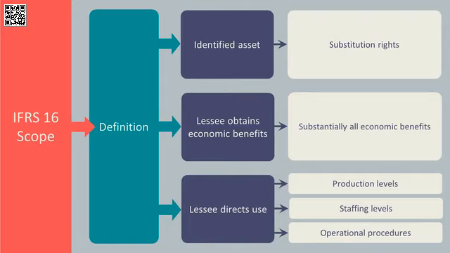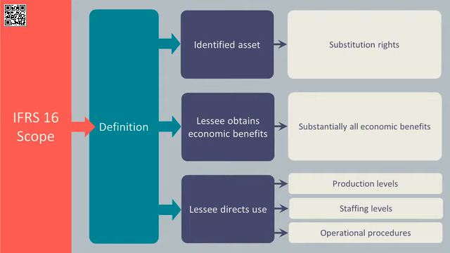Now, from an exam point of view, a good piece of news here. This is all a matter of professional judgment. There's not necessarily a right or wrong answer. So in the exam, if you are debating which assets are within scope, you must consider all the information the examiner has given to you and think about whether that information suggests that there is an identified asset, that the lessee obtains substantially all of the economic benefit, and that the lessee directs the use of the asset.